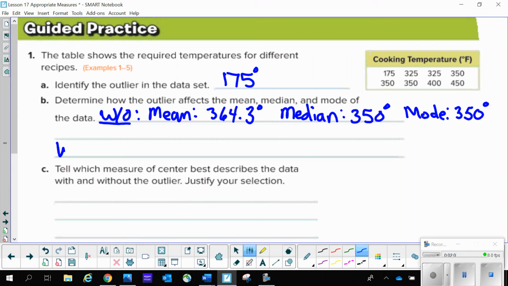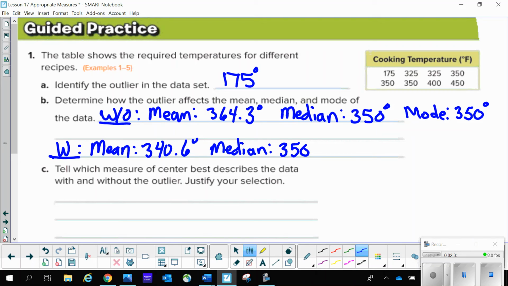Now, with your outlier, this is with our outlier, the mean came out to about 340 6/10 of a degree. Your median came out to 350 degrees. And your mode came out to also 350 degrees.